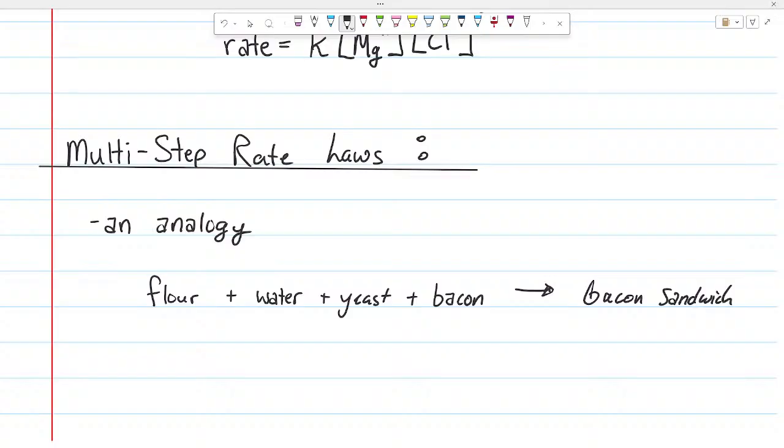All right. Now, as you know, this is not a single-step reaction. I don't care how hard you try. You cannot throw flour, water, yeast, and bacon into a bowl, shake it, and get a bacon sandwich out of it. It's just never going to happen, right? And we all intuitively know that, right? So, what has to happen?